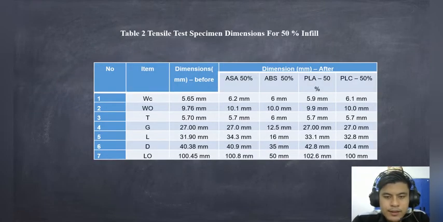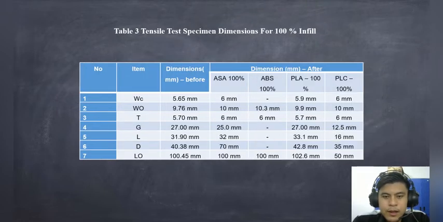Okay, in this table, Table 2, the tensile test specimen dimensions for 50% infill. Also, we can see the difference between the dimensions before and after the test. And this is Table 3 for the tensile specimen dimensions for 100% infill. As we see, they are also different.